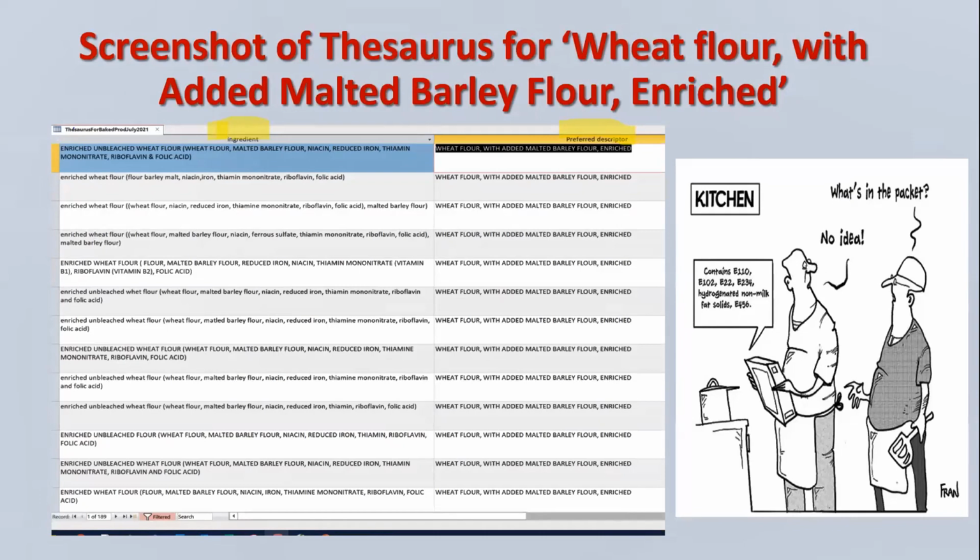We found that an ingredient can be listed in various ways. As a result, we had to build a thesaurus, of which I will talk in more detail in my next slide. This just shows you a screenshot of the thesaurus for the ingredient wheat flour with added malted barley flour enriched. There are about 300 different ways in which this term is listed. And I did mention the FDA regulation, which says the usual or common name, but we found that is not always the case.